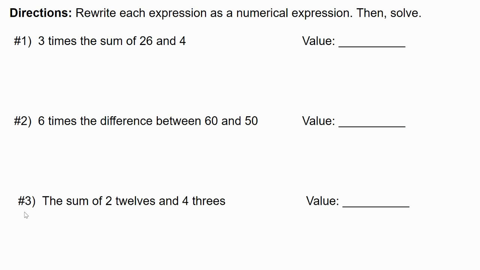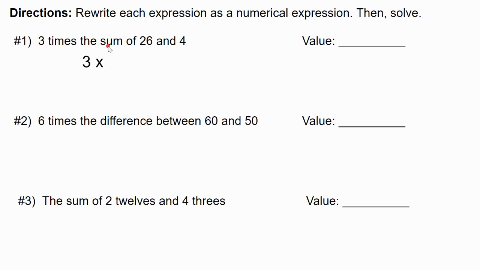Now let's try to rewrite these numerical expressions. Then we're going to solve them. So here we have 3 times the sum of 26 and 4. Let's start by just rewriting this as a numerical expression, which means we're using numbers and operations. Well, we know 3 times means we're multiplying 3 times another number. So we can write 3 and the multiplication sign.